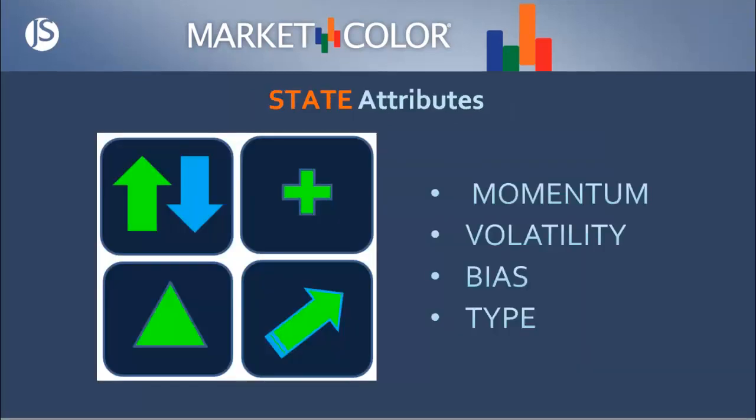Every state has its own set of attributes as well, which are more general characteristics. Based on momentum, does the market have good momentum or not? Is volatility expected to increase or decrease? Is there a specific bias to this market state? What type of state is it? For a bull trend, it has good momentum. It's a trending market. Volatility is expected to increase. The bias is positive.